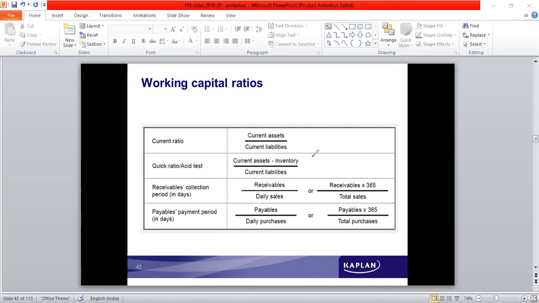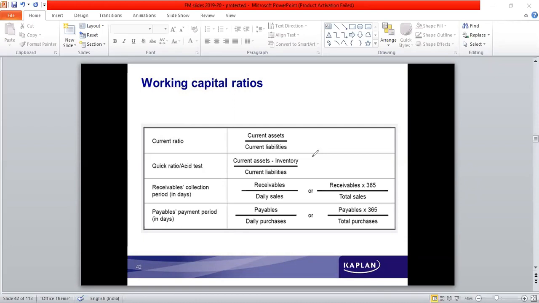Receivables turnover ratio is credit sales divided by receivables. So that fraction goes to the denominator. 365 days divided by the receivables turnover. When the fraction goes to the numerator, it reverses. So we see receivables into 365 by total sales.